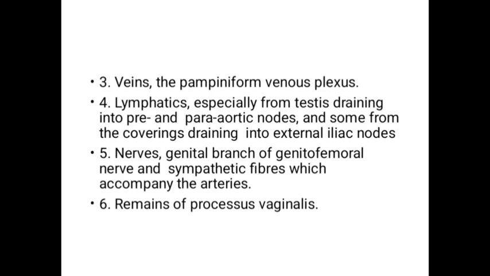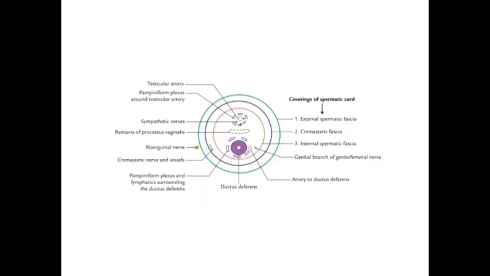And the next is the vein. It has a pampiniform venous plexus. The next is the lymphatics, especially from the testis, draining into the pre- or para-aortic nodes, and some from the coverings, draining into the external iliac nodes. Now the next is the nerve. It has the genital branch of the genitofemoral nerve and sympathetic fibers which accompany the artery. The remaining is the remnant of the processus vaginalis. And these are the six contents that are seen in the spermatic cord.